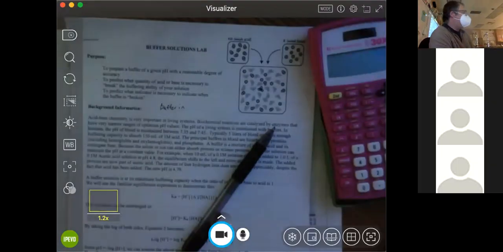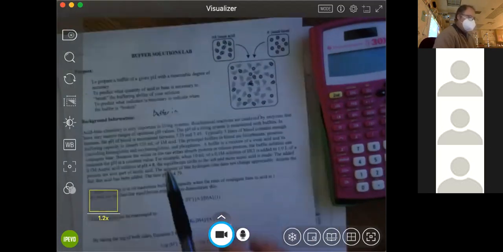I'm trying to think of other examples that you might have with a buffer. A lot of times they'll say stuff like pH balance for shampoo and conditioner. Soaps tend to be more basic, but they can put a buffer in there to maintain that pH balance. Other than that, you're in contact with it every day.